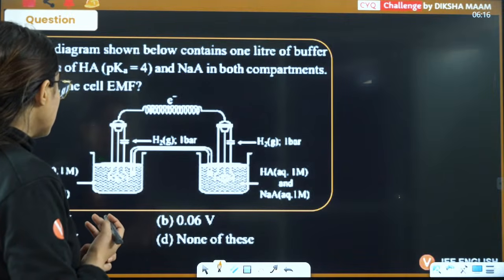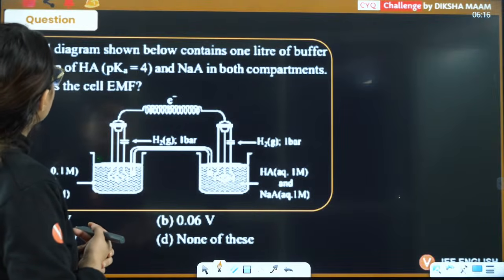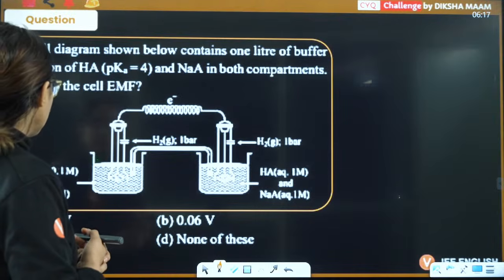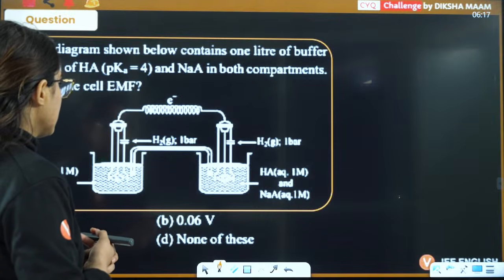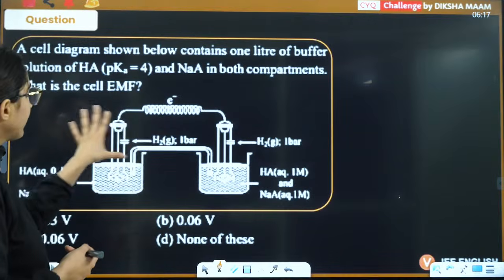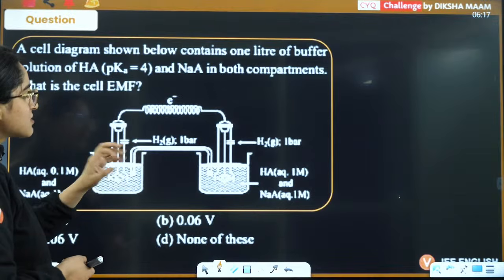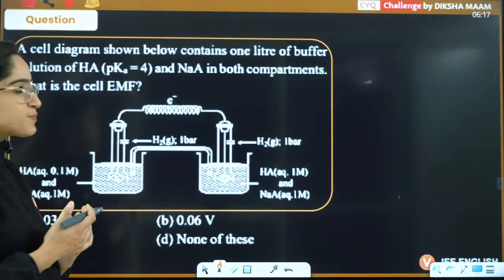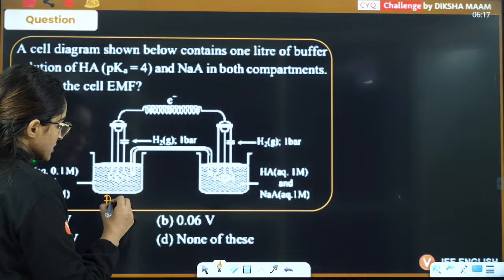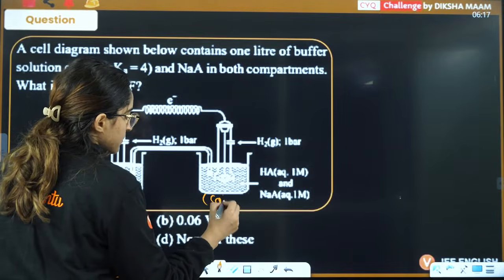If you see this here, the cylinder contains 1 liter of a solution of this, and in both compartments, what is the EMF of the cell? Okay, so they have given you two same compartments. This is SHE, this is SHE, right? And they are asking you what is the EMF of this particular cell. If I say this will be your anode side, this will be cathode side.